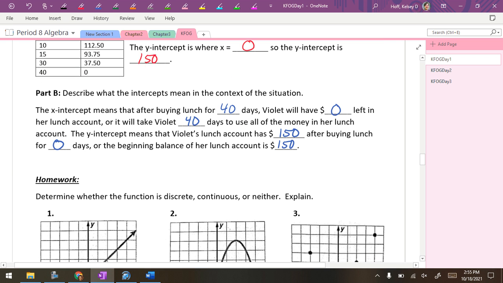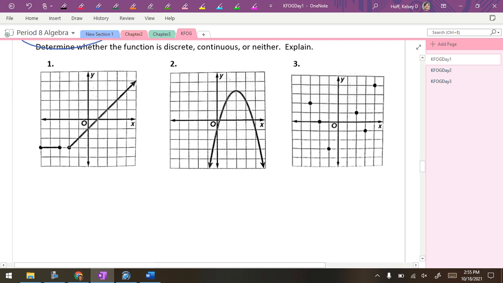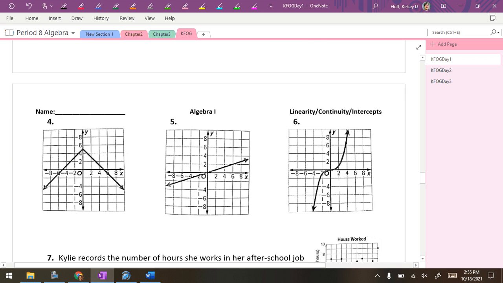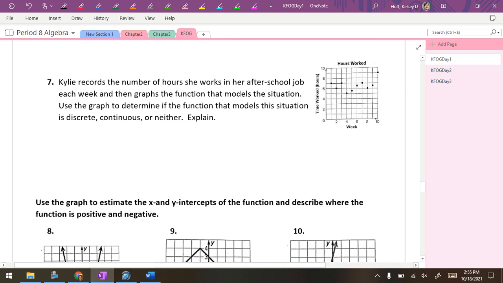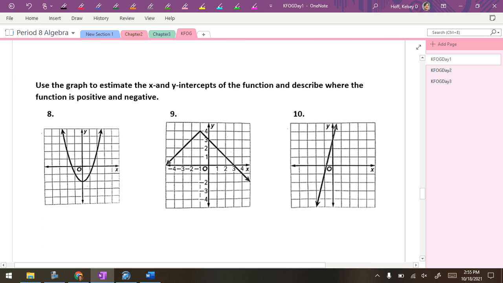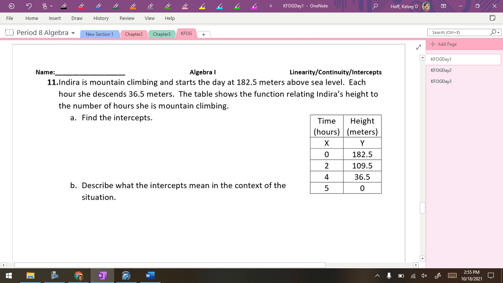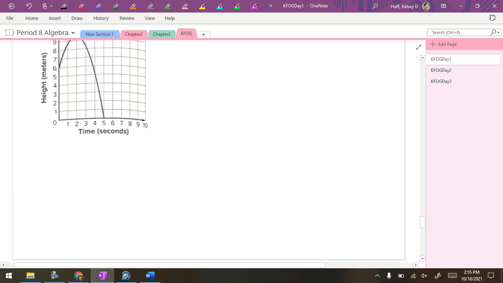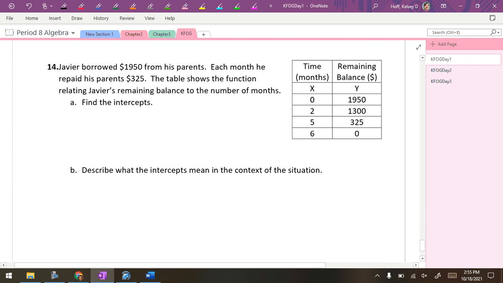Okay, now we're to the beautiful thing of homework. Make sure you read the directions. These do ask you to explain on 1, 2, 3, 4, 5, 6 are the same. 7, I start to ask you questions. X and Y intercepts, positive and negative, and then I start asking you about the intercepts and the context of the situation. Okay?